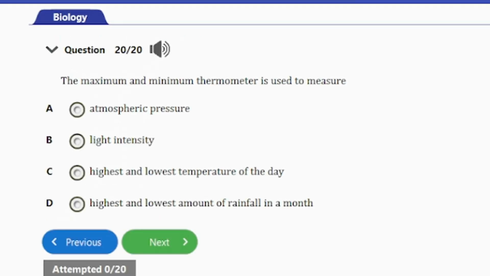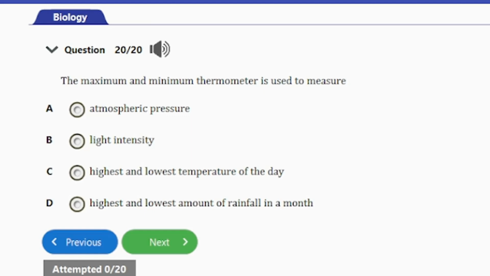So guys, the next and the last question, question number 20 here, says the maximum and minimum thermometer is used to measure A, atmospheric pressure, B, light intensity, C, highest and lowest temperature of the day, and D, highest and lowest amount of rainfall in a month. So guys, the answer to this question is option C, highest and lowest temperature of the day. So that's it for that question.